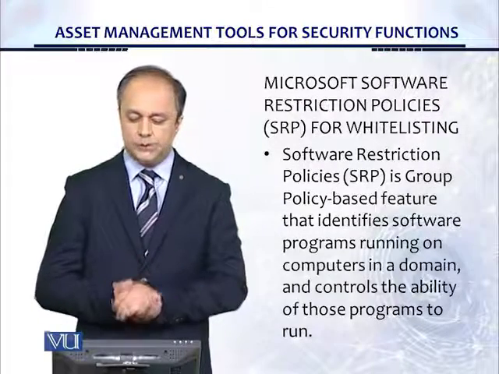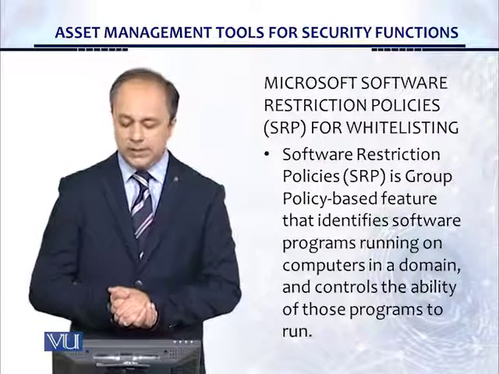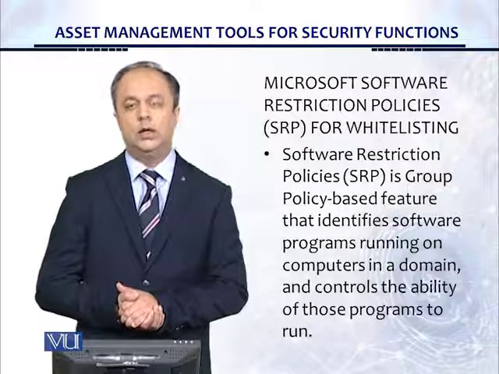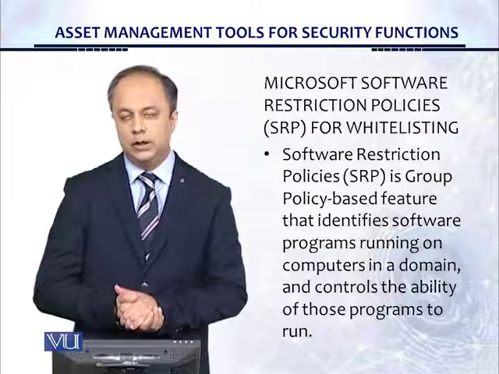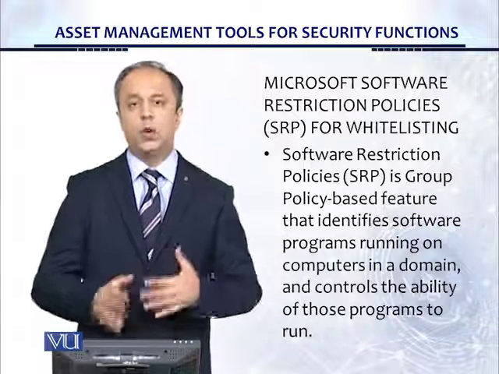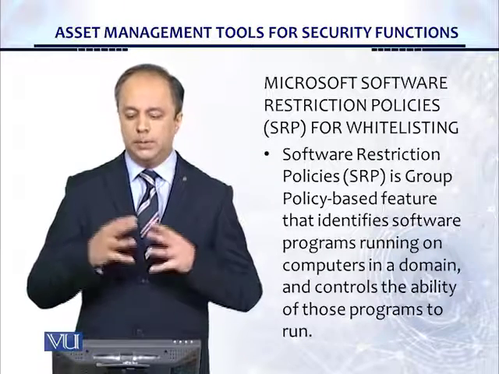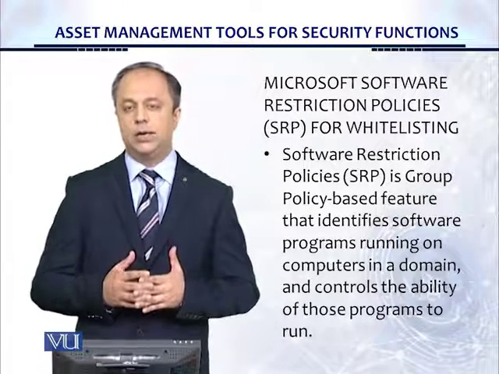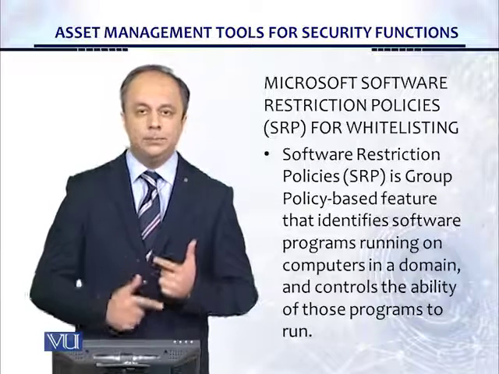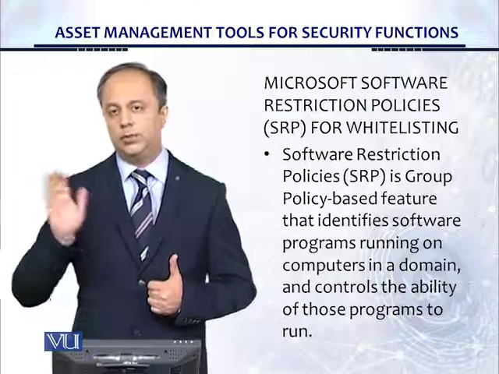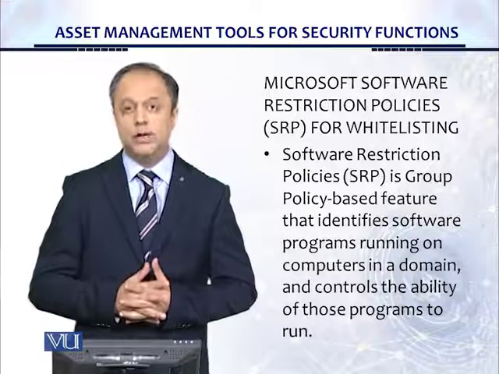So Microsoft Software Restriction Policies, SRP, is another feature set available on the Microsoft Active Directory servers, which is used for whitelisting. In organizational units, OUs, you can apply this SRP feature set or toolkit, and it will help you to manage and restrict or whitelist the software which can be installed on the asset. So this is very helpful.